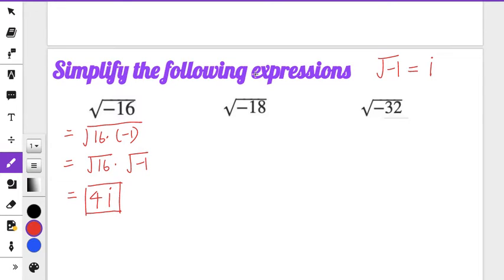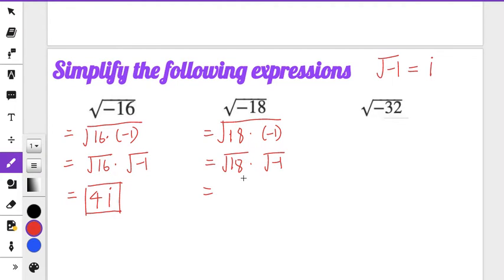That's it. Pretty straightforward, right? There's nothing new. The only difference is I deal with the square root of -1 individually. So same thing here. I'm going to separate that as 18 times -1. Then it's going to be square root of 18 times square root of -1. So we know this is i. So we're going to leave it here for now.